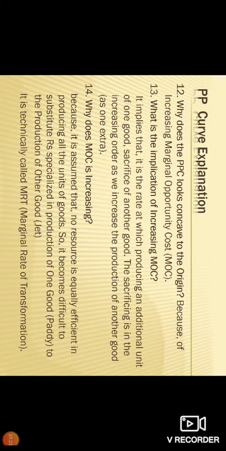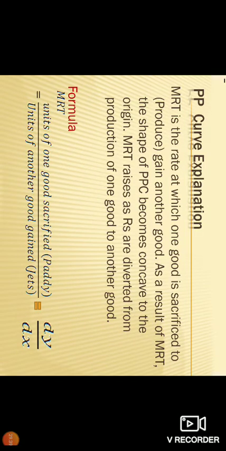Therefore, MOC is technically called MRT, marginal rate of transformation. MOC means marginal opportunity cost, and it is also called marginal rate of transformation. So what is MRT? It is a rate at which one good is sacrificed to gain another good. The production of one good means paddy is sacrificed to gain production of jet. As a result, MRT shapes the PPC curve. So the PPC curve becomes concave to the origin.